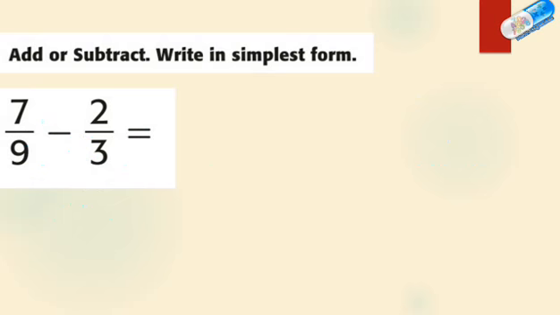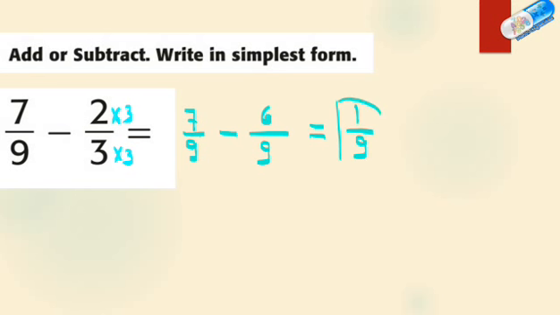Another example, 7 over 9 minus 2 over 3. Again, 9 and 3 are different, and 9 is a multiple of 3. So 7 over 9 remains as it is, minus, I will change the 3 to become 9 by multiplying it by 3, and I will also multiply the numerator by 3 to get 6. So 7 minus 6 equals 1 over 9, and this is the simplest form.